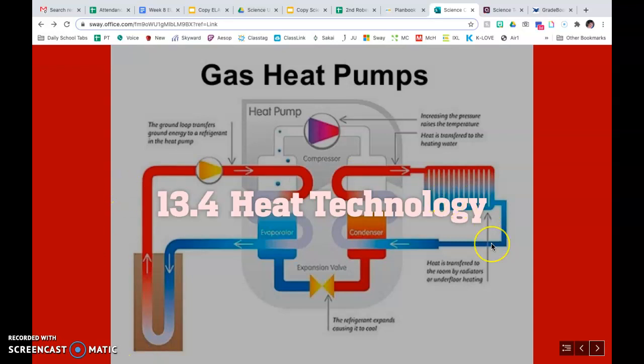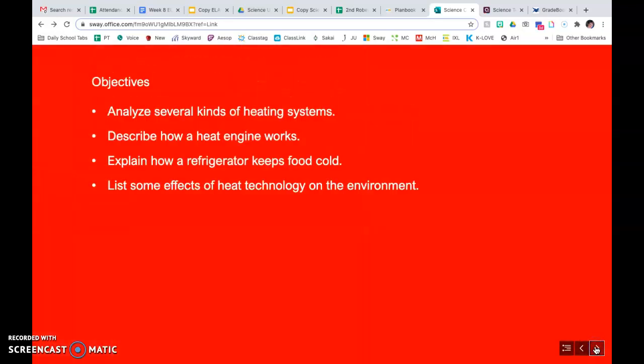This is our final lesson in chapter 13, so lesson 13.4 on heat technology. We have four objectives. You should be able to analyze several kinds of heating systems, describe how a heat engine works, explain how a refrigerator keeps food cold, and list some effects of heat technology on the environment.